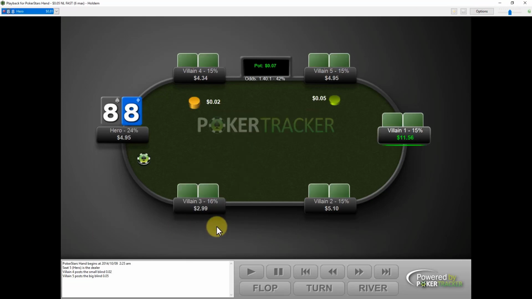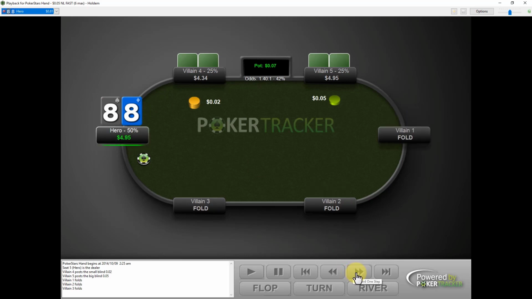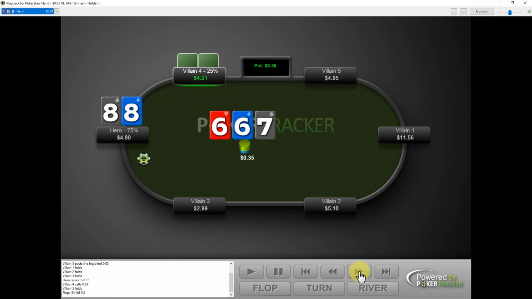So let's take a look at example hand number 2. We have pocket eights in this example. Action folds around to us. We are on the button. We put in a raise on the button as a steal attempt. We get a call from the small blind. Big blind folds. We go to the flop.